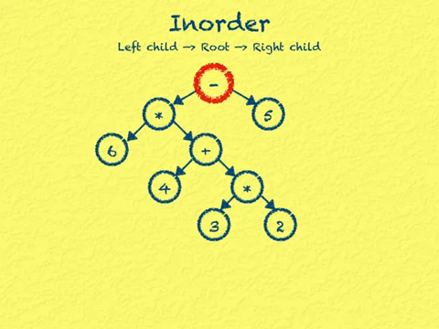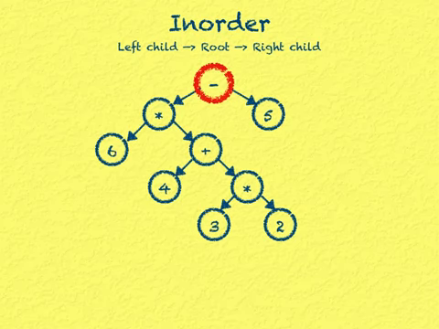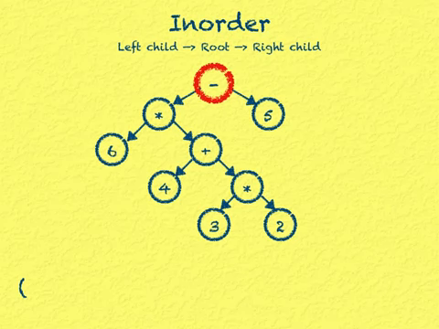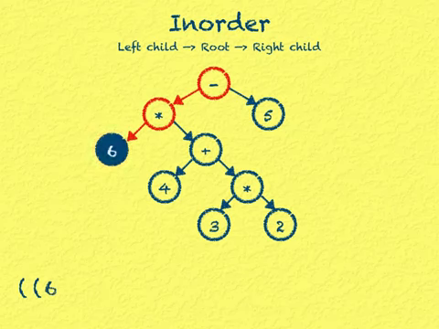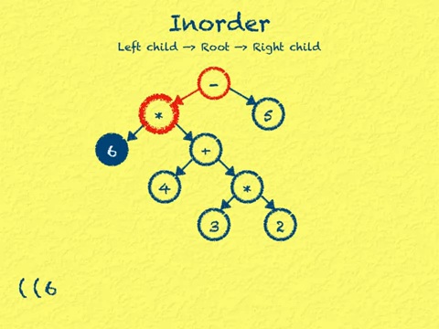So we start at minus. Minus is a binary operator, so I insert open parentheses. Then I go left. Multiplication, a binary operator, so I insert parentheses. Now I'm at 6. 6 is the first node that would be visited in an in-order traversal, so 6 gets inserted. We come back up. Now we're at the root of that subtree, so multiplication gets inserted.